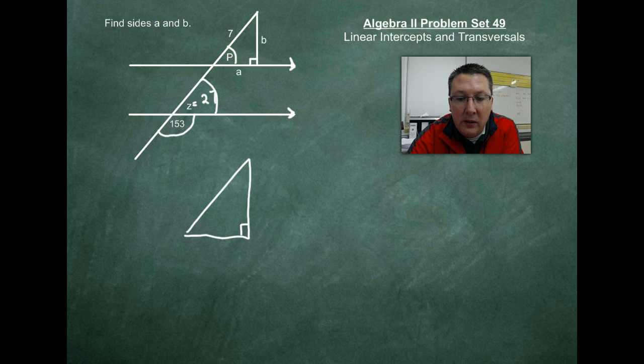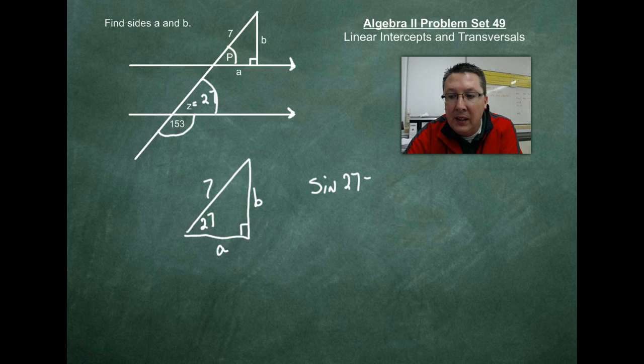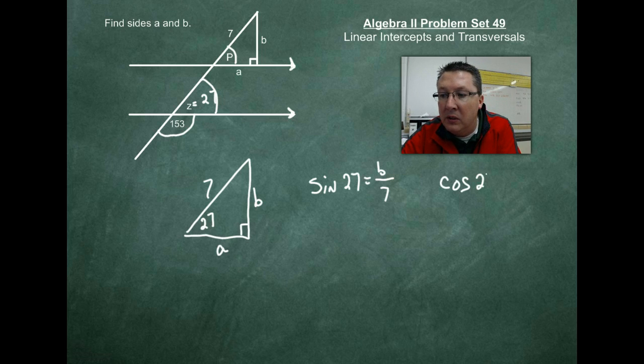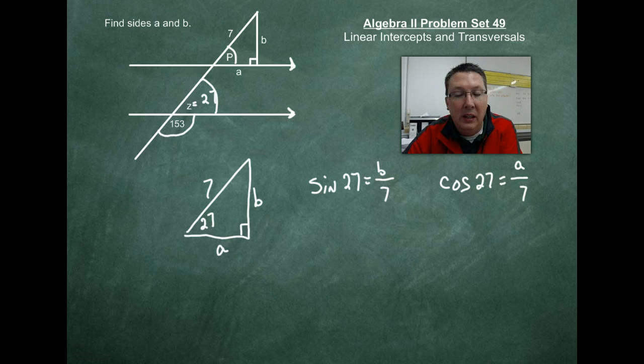We have this as a right angle. We just discovered that's a 27 degree angle. The hypotenuse is still 7, and we need to find sides A and B. This is where our trig ratios come in, and we can start off by setting up the sine of 27 degrees is equal to the opposite over hypotenuse. The opposite side is B, the hypotenuse is 7, and we'll calculate that in just a second. We can also use cosine of 27 degrees, which is the adjacent side, A, over the hypotenuse 7.